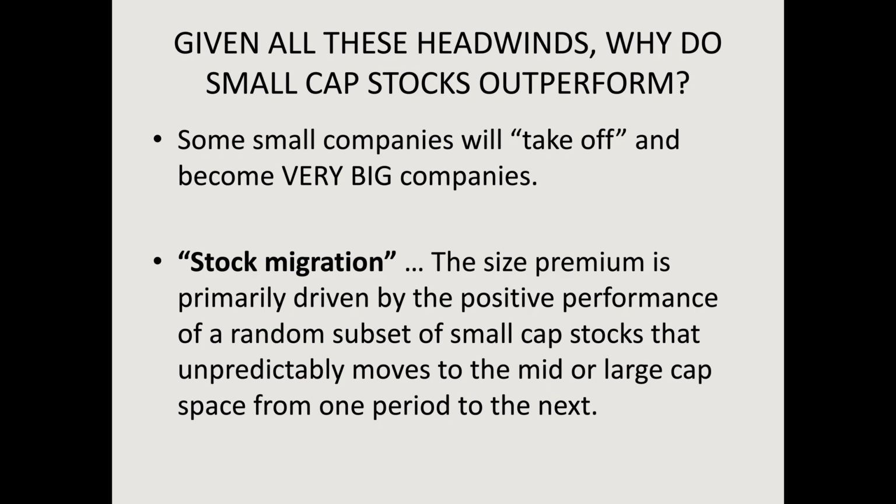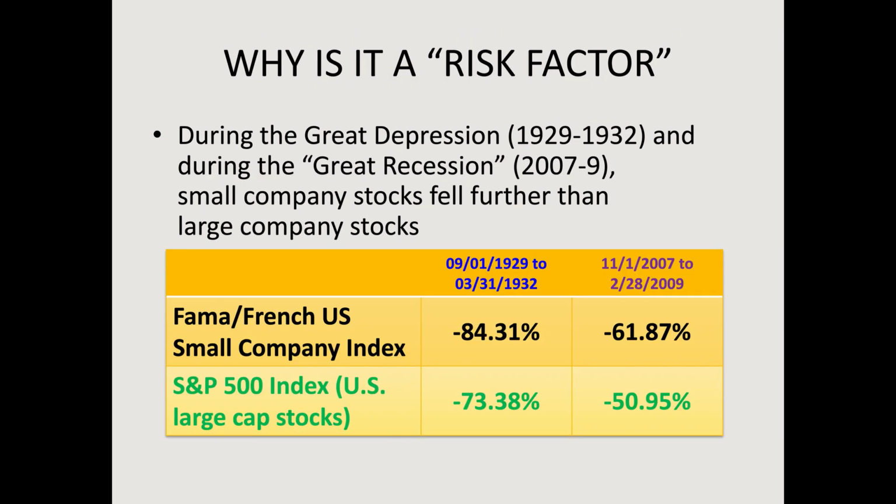So is it still a risk factor? Even if you diversify, is this a risk factor? And the answer is yes, there's more risk with small company stocks. In the Great Depression, the largest stock market downturn was from late 1929 to early 1932. Small company stocks fell more than large company stocks. Now, that doesn't look very significant, but you would rather have 27 cents left of your dollar than 16 cents left.